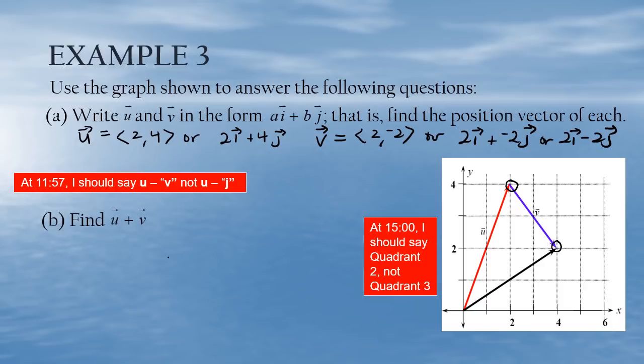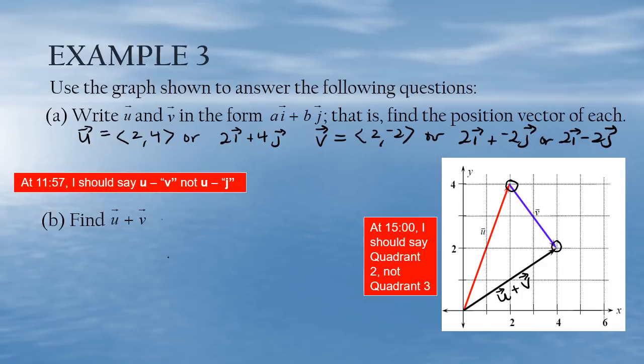Part B says find the sum of u plus v. Now, finding the sum means not only to express it, but also to find it in the picture. And the way that vector u and v are connected, they are connected by the terminal point of vector u and the initial point of vector v, and therefore they represent a sum. So the vector that connects the initial point of vector u to the terminal point of vector v represents the sum. Let me go ahead and mark that on the picture. This vector in black would be vector u plus vector v.